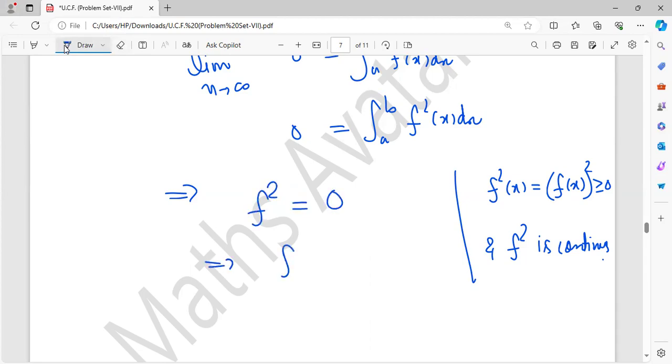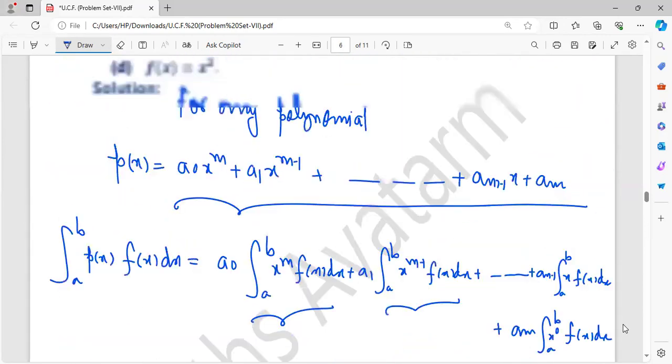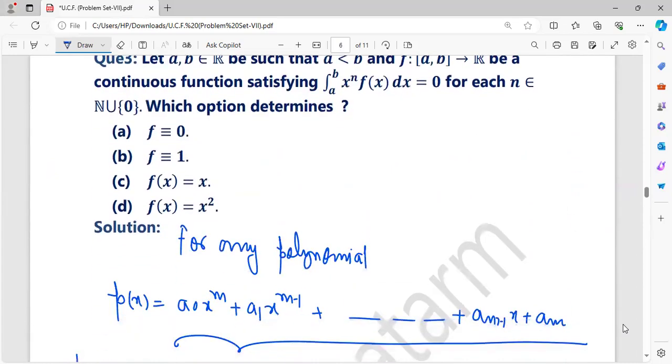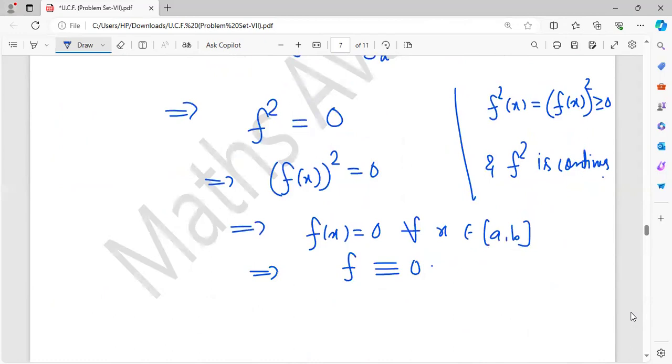So it means f(x) is 0 for x belongs to (a, b). It means f is identically 0. So which option is correct? Option number 1 is correct. Option number 1 is correct. Now move to the next question.